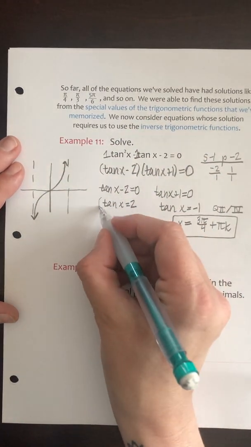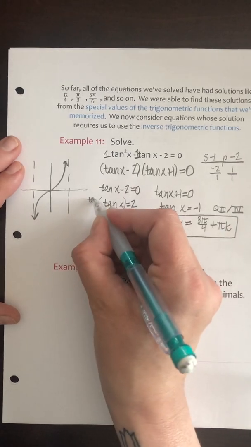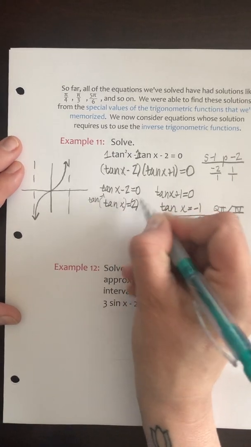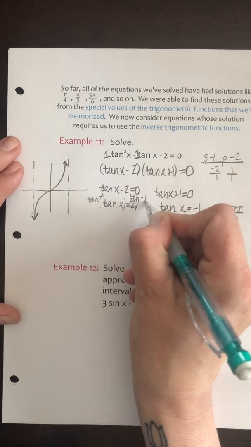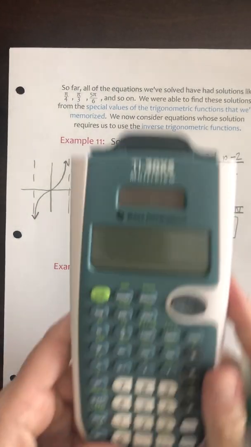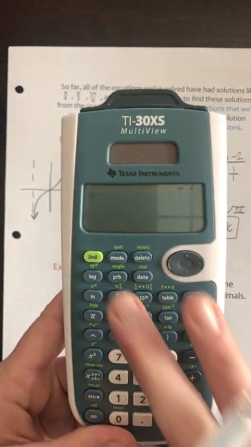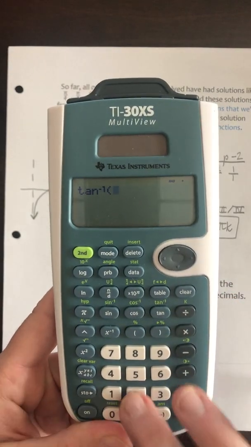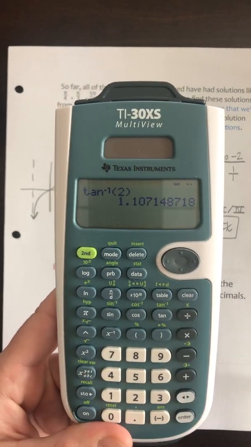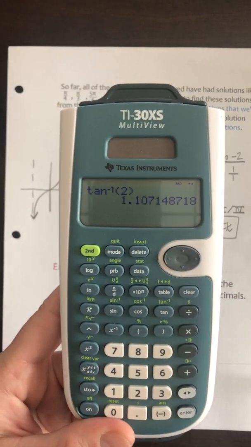So here's where I need to inverse tangent on each side because I don't know that value. So I'm going to come over here to my calculator. I'm going to do inverse tangent of 2. And we're going to use 2 digits behind the decimal point.